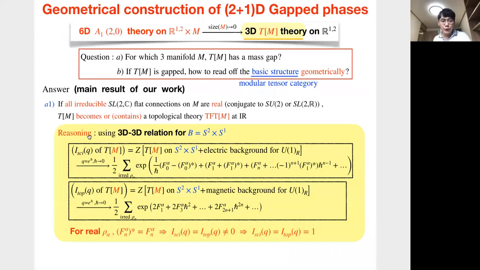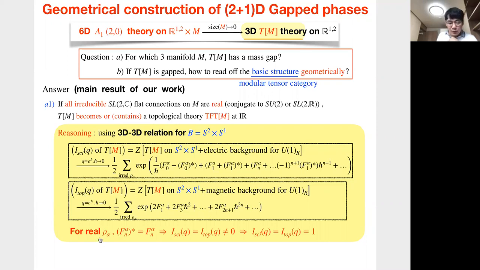And then using this 3D relation, we can argue that when the 3-manifold satisfies this condition, then all the flat connections are real. It means that all perturbative invariants of the associated flat connections are also real. So it means that this Schur index and the twisted index should be equal, because if these are real, then there is a cancellation here, and this will become the same as this one, and this will become this one.